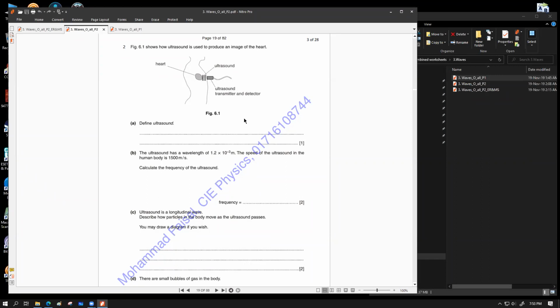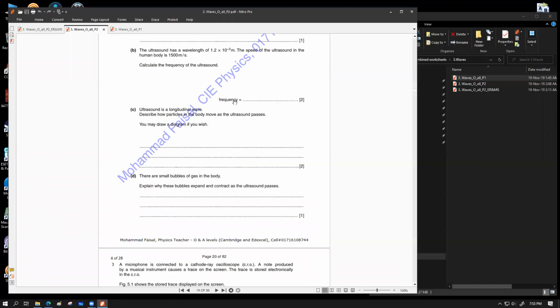Acha, it was simple. You just have to represent the idea of forward and backward movement of the medium particles. So you have to say the forward and backward movement of the human body molecules is responsible for the transfer of ultrasound waves from one place to another. However, that was not the question. The question that I received was question D, which reads: there are small bubbles of gas in the body. So the question was both C and D.